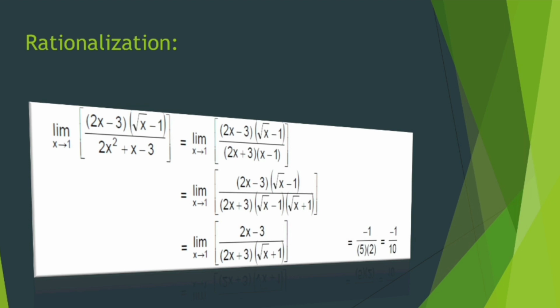Now, here root over x minus 1 gets cancelled. So, we get limit as x tends to 1, (2x minus 3) by (2x plus 3) into root over x plus 1. Again, putting x equal to 1, we get minus 1 divided by 5 into 2, that is minus 1 by 10.